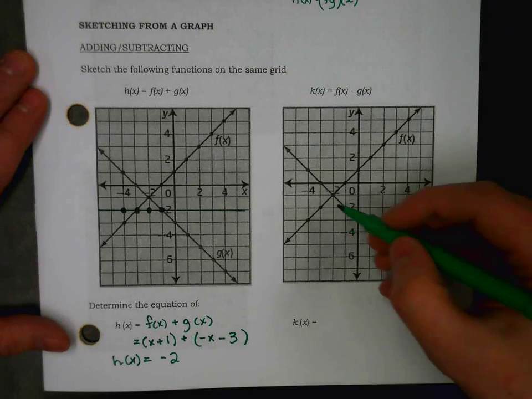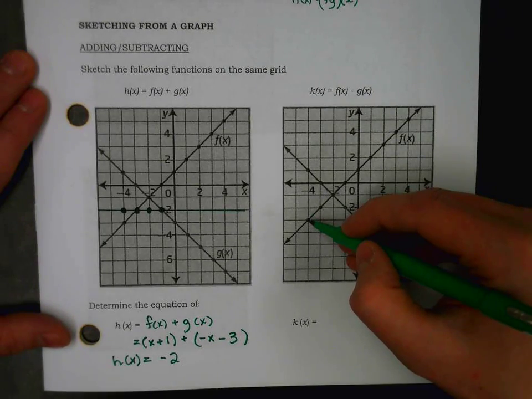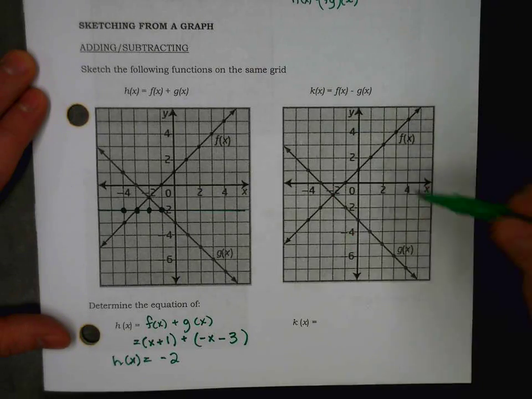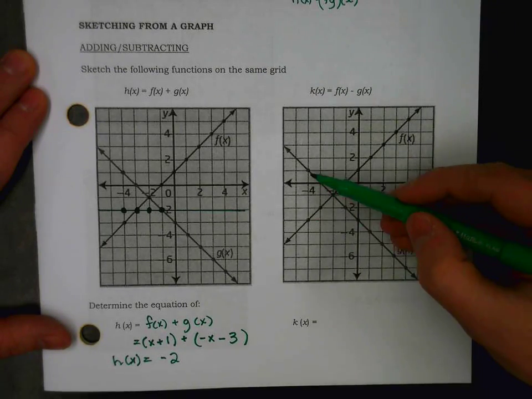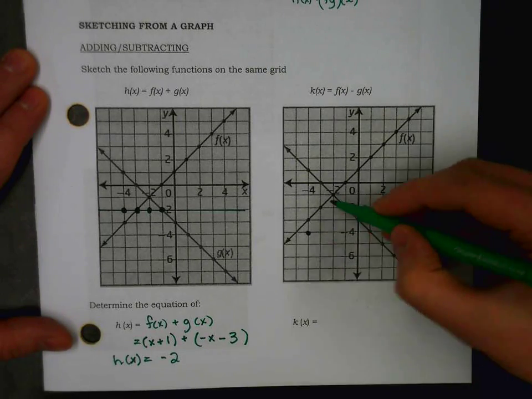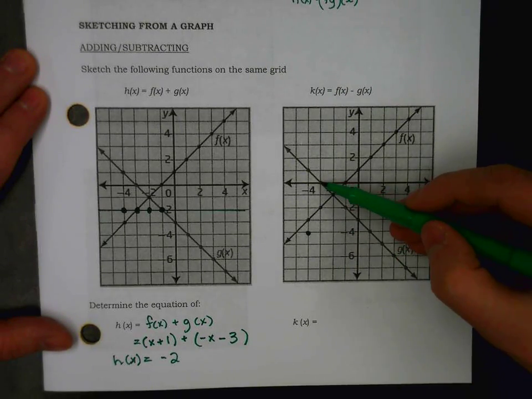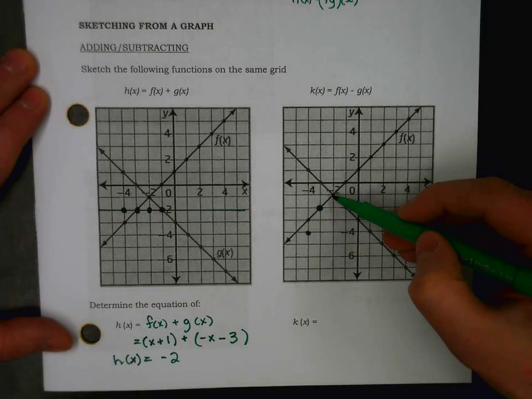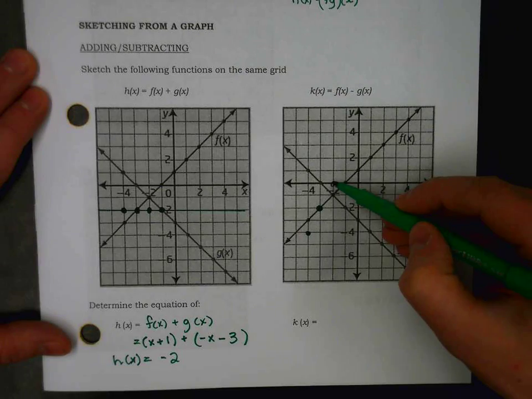I'll start at the same place, -4, and work my way to the right. We have a -3 minus a 1 makes -4. We have a -2 subtract a 0 makes a -2. -1 subtract a -1 makes a 0.